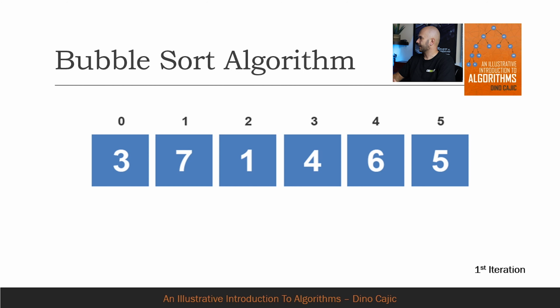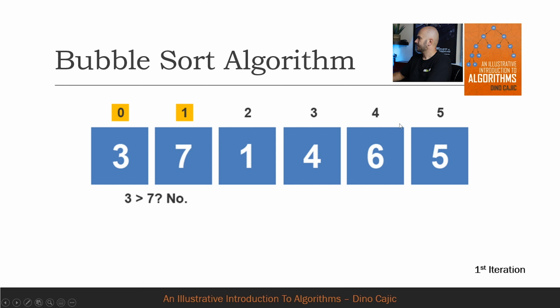Here we have a typical array. Each element stores a random number. The numbers above are the indices. The following elements are compared during the first iteration: 0 and 1, 1 and 2, 2 and 3, 3 and 4, and 4 and 5.